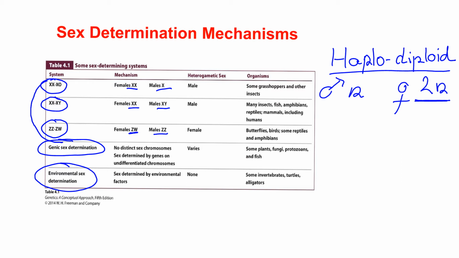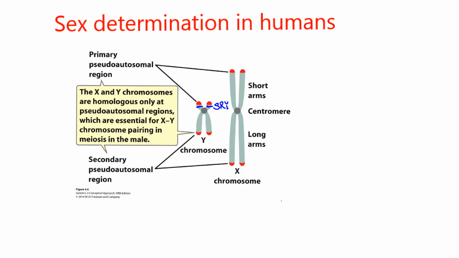So these are the very basic systems by which sex is determined, and we will actually talk about another system which is very particular, which you find in fruit flies. So let's now talk about sex determination in humans. In humans, the Y chromosome is the one which determines sex.